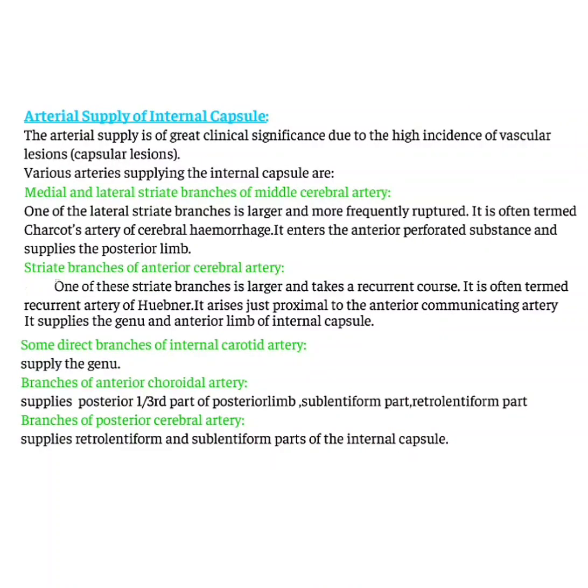Striate branches of the anterior cerebral artery: one of these striate branches is larger and takes a recurrent course. It is often termed the recurrent artery of Heubner. It arises just proximal to the anterior communicating artery. It supplies the genu and anterior limb of the internal capsule.